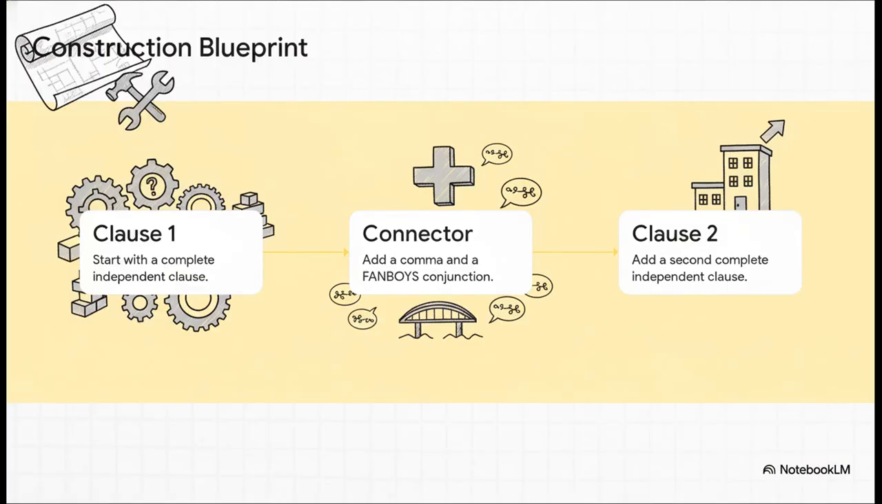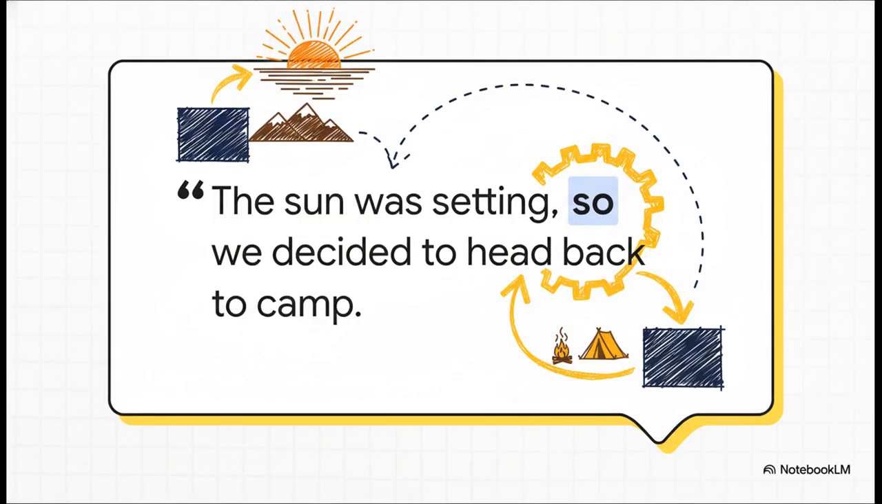together. The blueprint for this is super simple. You take one strong independent clause, you take a second strong independent clause, then you pick the perfect connector from your Fanboys toolkit to show how they're related, and you join them with a comma right before that connector. Easy. Let's see this blueprint in action.